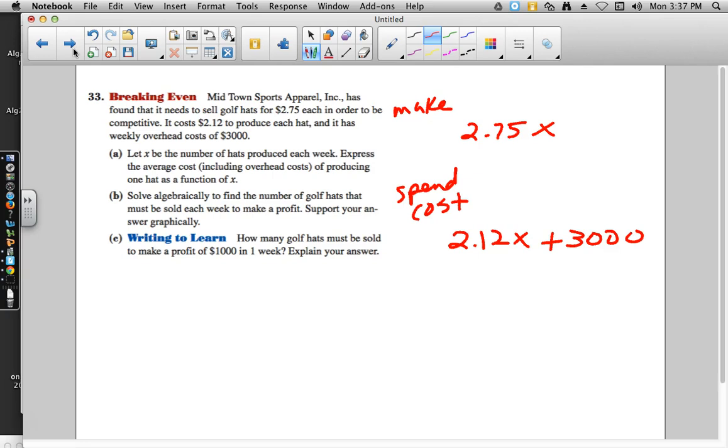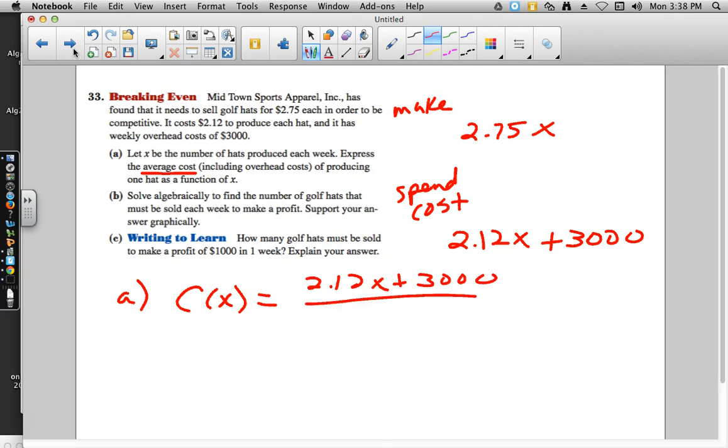with having any business. So 33A says, let X be the number of hats produced each week. Express the average cost, including those overhead costs, of producing one hat as a function of X. All right, so here's what we know. The cost of a hat, we have to take that $2.12 per hat plus $3,000, but since it said average, we have to divide that by the number of hats. We don't know what that is, so that's X. Then they also wanted to know for B, solve algebraically to find the number of golf hats that must be sold each week to make a profit.